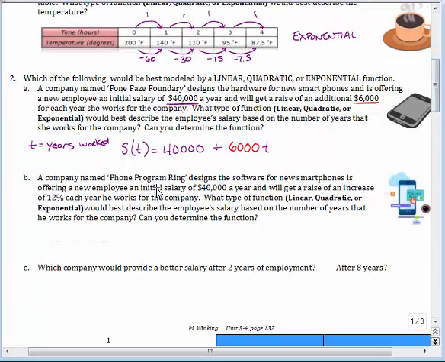A company named Phone Program Ring designs software for new smartphones and is offering a new employee an initial salary of 40,000 a year, again, and a raise of an increase of 12% each year he works for the company. What type of function, linear, quadratic, or exponential, would best describe the employee's salary based on the number of years that he's worked for the company? Can you determine this function? Again, I think we can do that as well. Let's call this one S of t again, but use a different color maybe. So S of t, again, t will be the number of years worked.